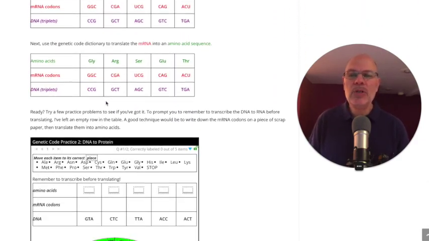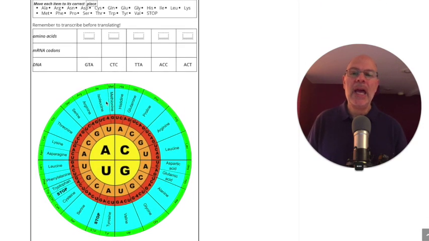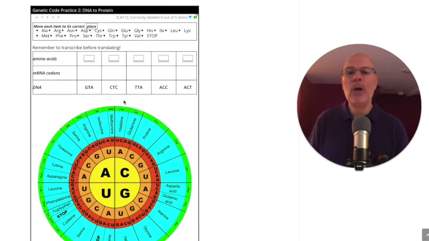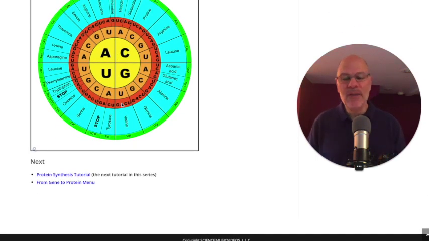And by the time you're done, students will really understand how they can take messages in DNA and messages in RNA, code them into protein, and actually even take messages in DNA, work backwards into RNA, and then work backwards into protein. So mastery of the genetic code will come about through that tutorial, and then we go into protein synthesis.